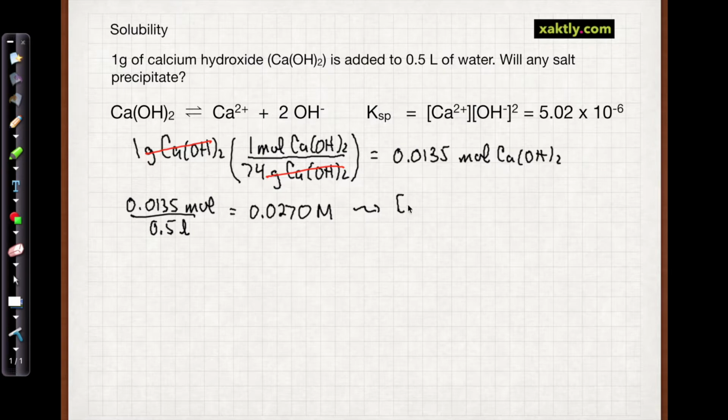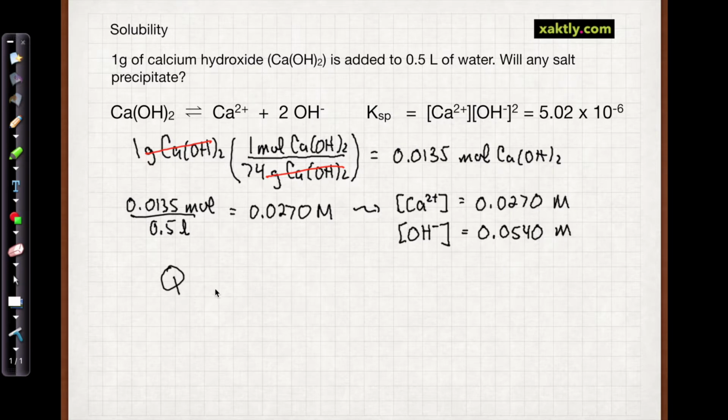Then, just looking at the mole ratio from the balanced equation, we can see that the concentration of calcium 2+ in our theoretical solution is 0.0270, and the concentration of hydroxide ions is twice that, so 0.054, and those are both molar concentrations.